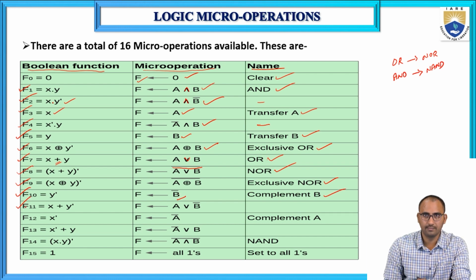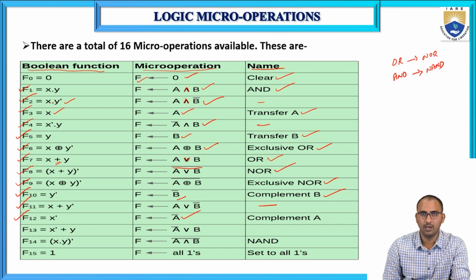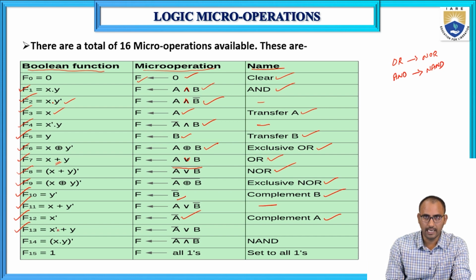Next F11. F11 is X plus Y bar. The same we can write as A or B bar. It doesn't have any name. F12 is X bar. X bar means A bar in micro operation. That means it is complementing A. Next F13, X dash plus Y. The same we can write: X means A, plus means OR, Y means B. It doesn't have any name.